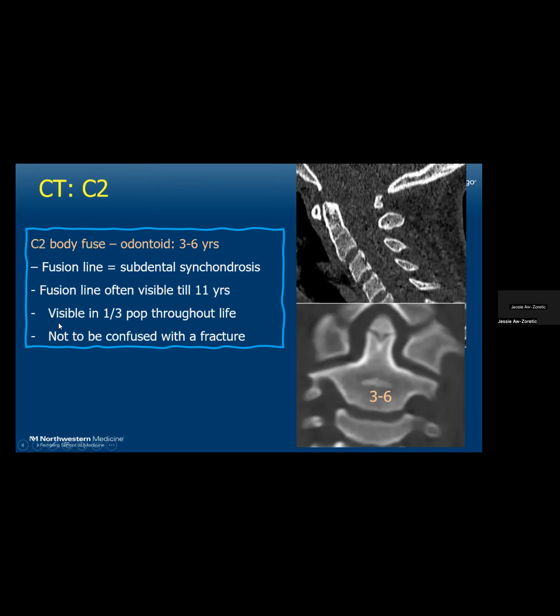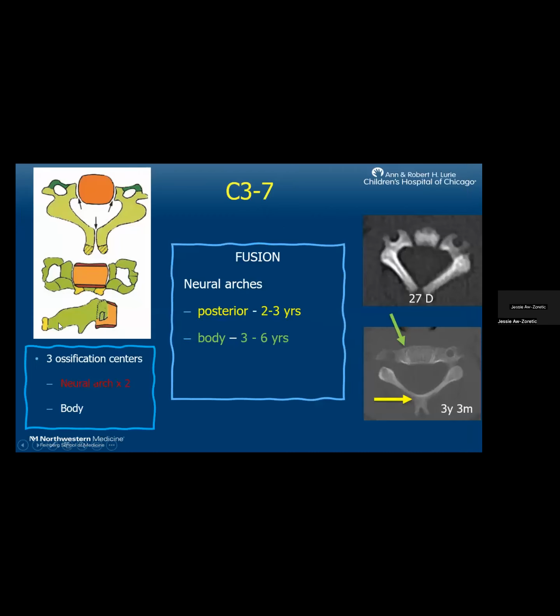So, okay. So next, the rest of the C spine obviously consists of C3 to C7, and here they all basically exhibit the same developmental pattern. The ossification centers are present by the 5th gestational week. And again, to simplify things, you have the body, and then you have the left and right neural arches. The neural arches fuse posteriorly by 2 to 3, and then anteriorly with the body by 3 to 6 years of age.